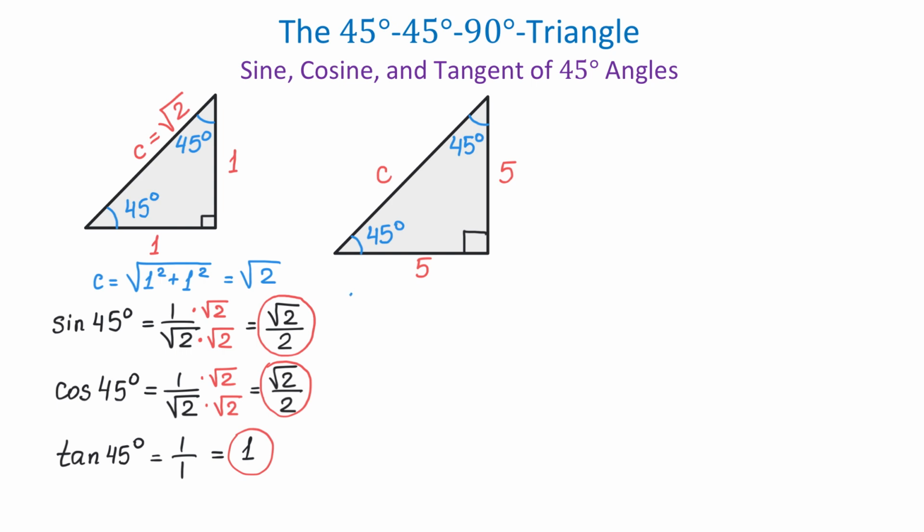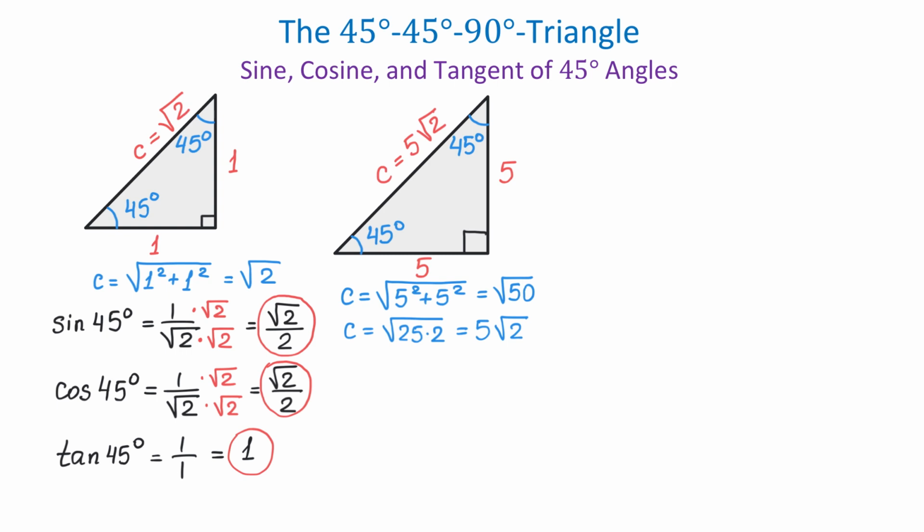Now to find the hypotenuse C, we will take the square root of 5 squared plus another 5 squared. 5 squared is 25, and 25 plus 25 is 50. To simplify square root of 50, we will write it as a product of 25 and 2. Then square root of 25 is 5, and we will keep 2 inside the square root. So we just found C, and C equals 5 square root of 2.